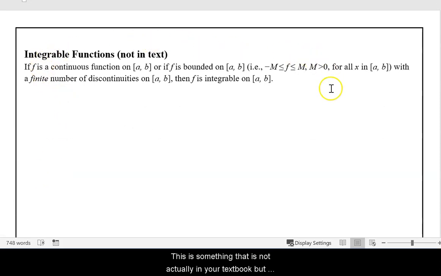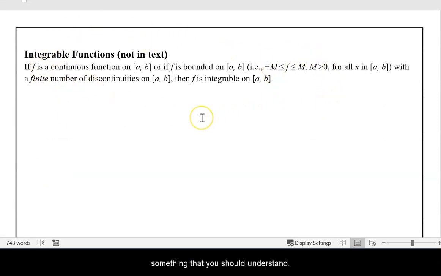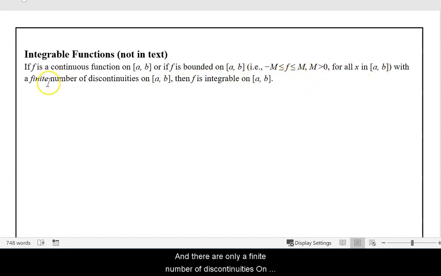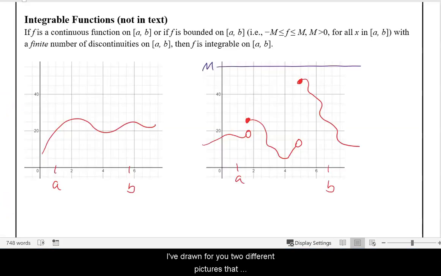This is something that is not actually in your textbook, but something that you should understand. If f is a continuous function on the closed interval from a to b, or if the function is bounded on closed a to b, and there are only a finite number of discontinuities on a to b, then the function is integrable. Let's talk about what this means. Let's draw a quick picture of the two situations that are mentioned here. I've drawn for you two different pictures that represent these two situations. Let's talk about them separately.